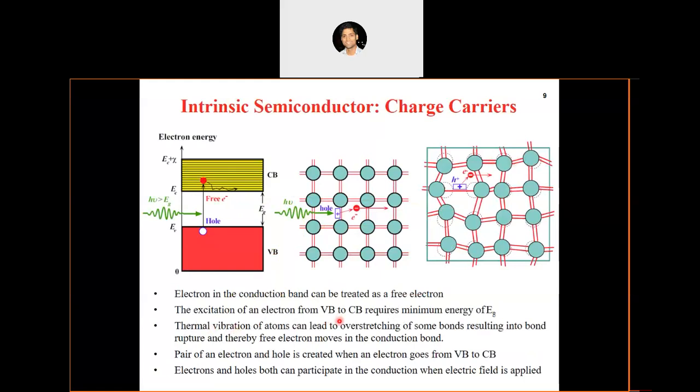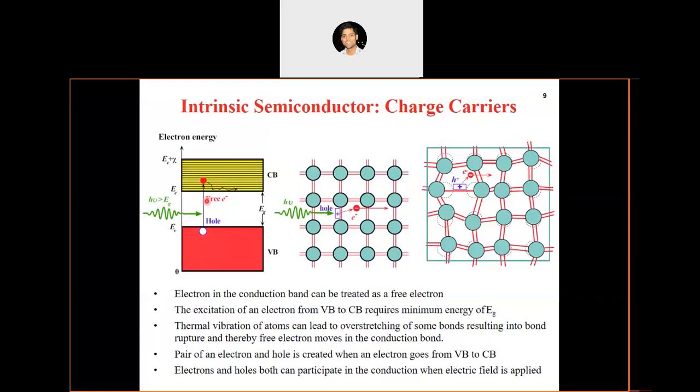The excitation of an electron from the valence band to the conduction band requires a minimum energy of Eg, equal to the band gap. Thermal vibrations of atoms can lead to overstretching of some bonds, resulting in bond rupture, and thereby free electrons move in the conduction band. This is what we discussed, which was shown in the figure. We were generating electron-hole pairs by giving energy in the form of a photon or optical energy, right?